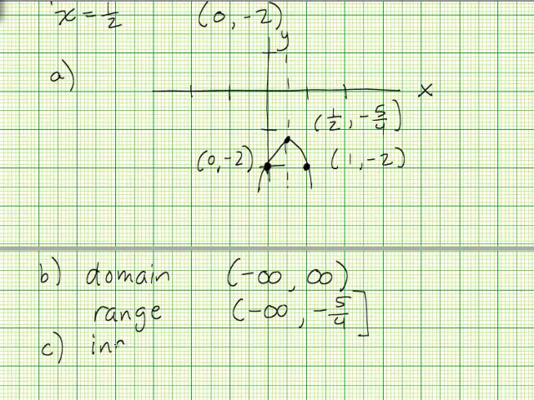Where is this increasing? Well, as x gets bigger, the y gets bigger, for x values from -infinity all the way until we get to 1/2, and it's decreasing from 1/2 as we get larger and larger x's to infinity. So the increasing and decreasing are our x values that are increasing and our x values that are decreasing. And that's it. There's the answer to our problem.